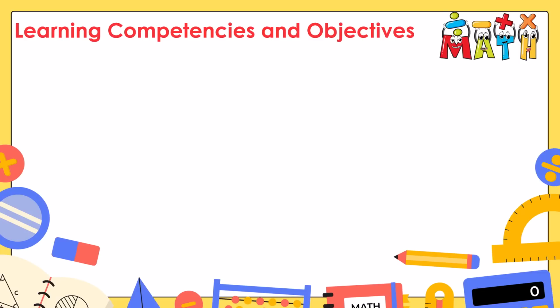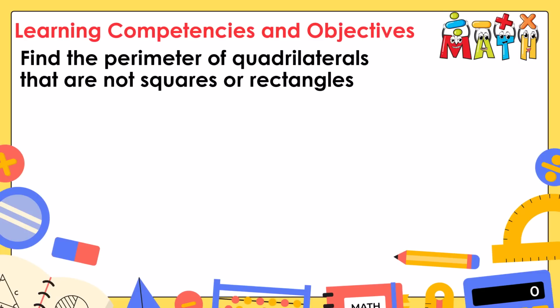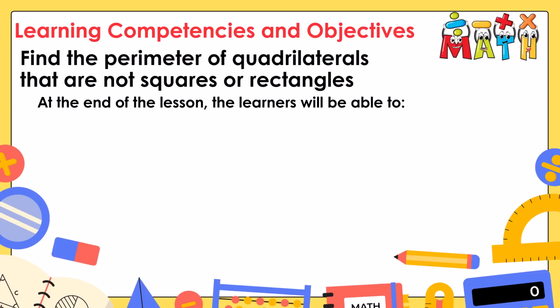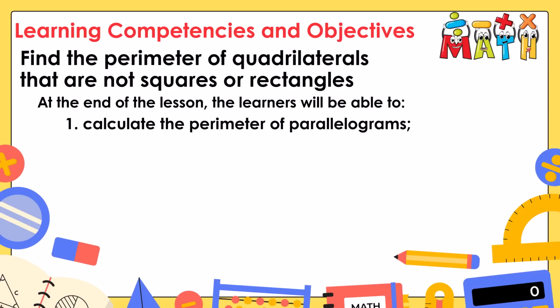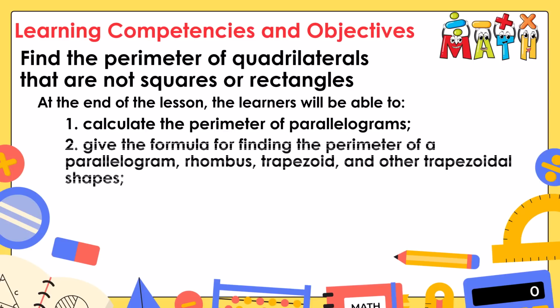Learning competencies and objectives. Find the perimeter of quadrilaterals that are not squares or rectangles. At the end of the lesson, the learners will be able to, first, calculate the perimeter of parallelograms. Second, give the formula for finding the perimeter of a parallelogram, rhombus, trapezoid, and other trapezoidal shapes.